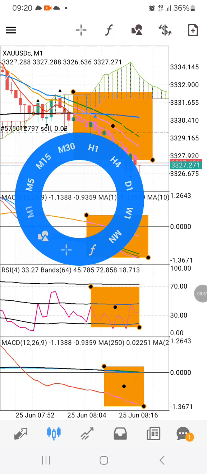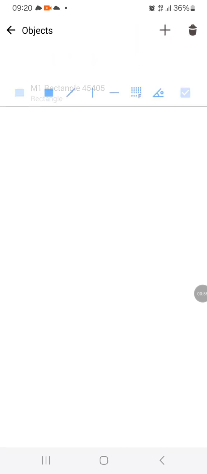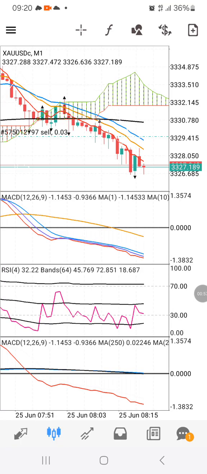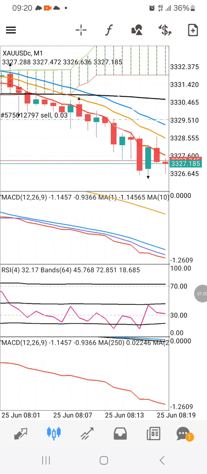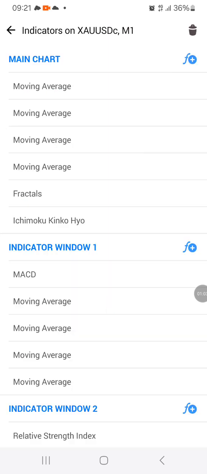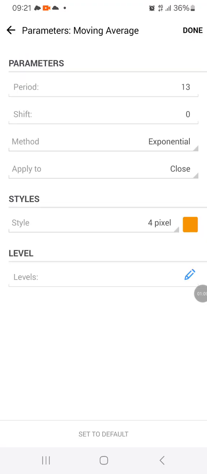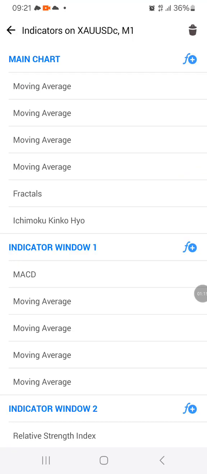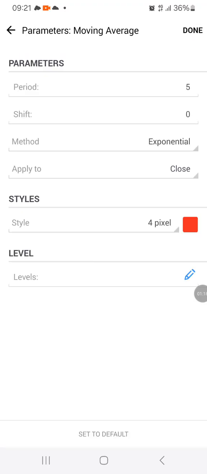How does this strategy work? On the main window, you allow price to fall below all the indicators. Let's look at the settings for all the indicators we're talking about here. We have a moving average, that's 13 period exponential moving average. Color is orange. We also have another moving average, 5 period exponential moving average. Color is red. Another moving average, that's 21 period exponential moving average. Color is blue. Another moving average, that's 200 period exponential moving average.